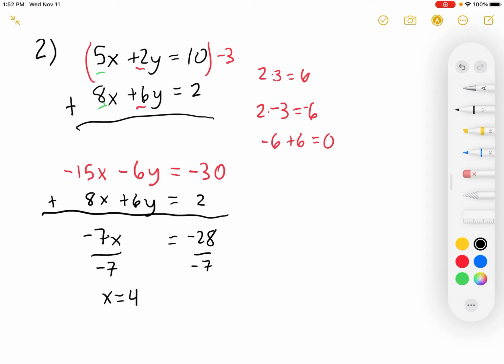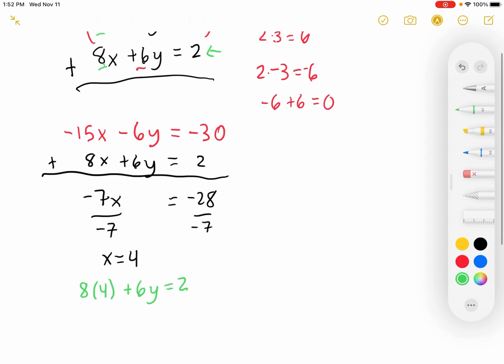Then from there, we can just plug it into one of the equations. When it comes to plugging it back in, I always like to pick the one that I didn't multiply things to. That's a personal preference. It will technically work with any of the equations, but I personally just like to do it to the one I didn't multiply to. So we're going to go ahead and plug this into this equation. I'm going to write it down here, though. So we get 8 times 4 plus 6y equals 2.